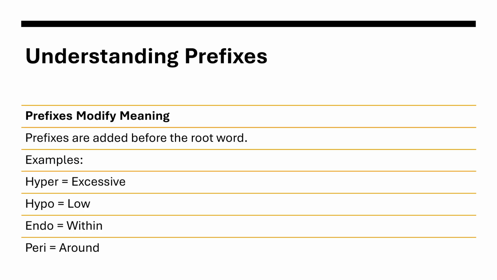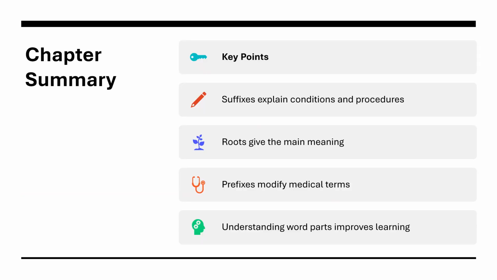Prefixes help modify the meaning of medical terms. They may describe location, amount, direction, or condition. For example, hyper means excessive, hypo means low, endo means within, peri means around. In summary, medical terminology becomes easier when words are broken into prefix, roots, and suffix. This knowledge helps central service technicians understand surgical procedures, anatomy, and healthcare communication more effectively.